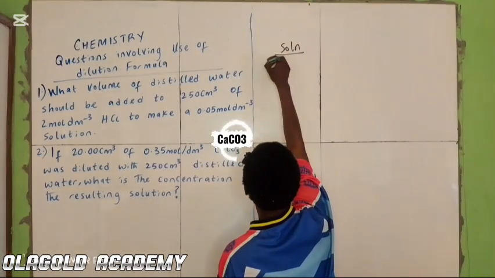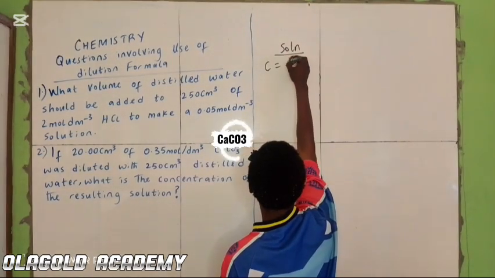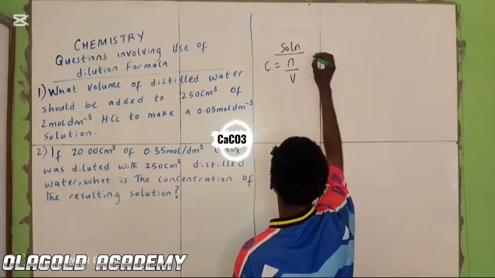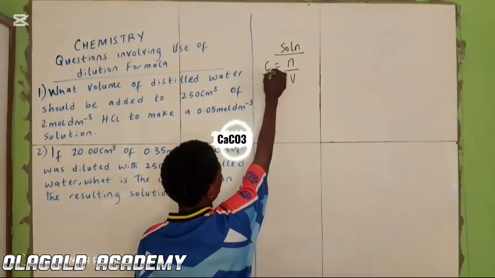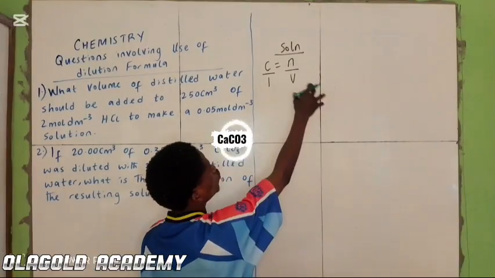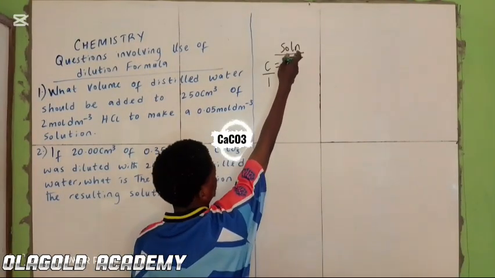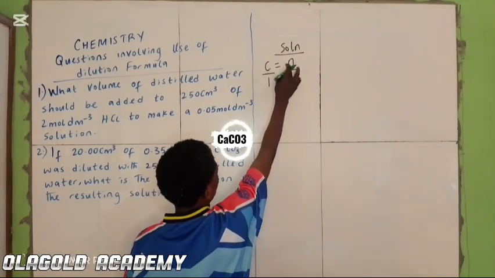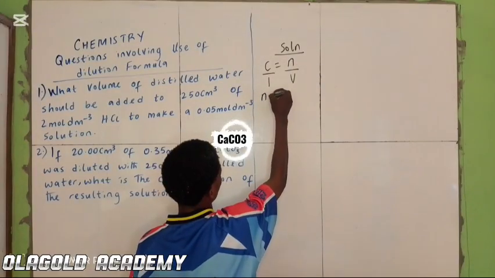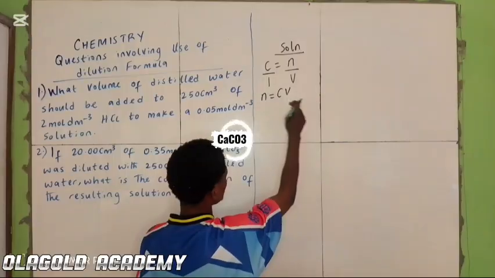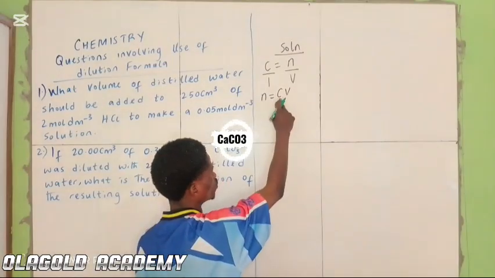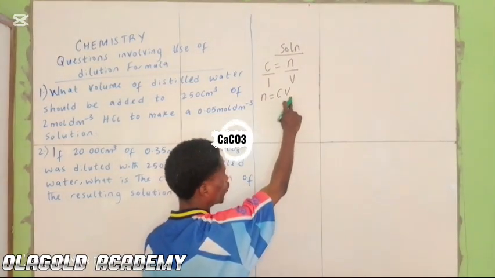Now, we have that concentration equal to mole over volume. From here, we can make the mole stand alone by cross multiplying. So we have n times 1 give us n, c times v give us cv. The c here is concentration and the v here is volume.